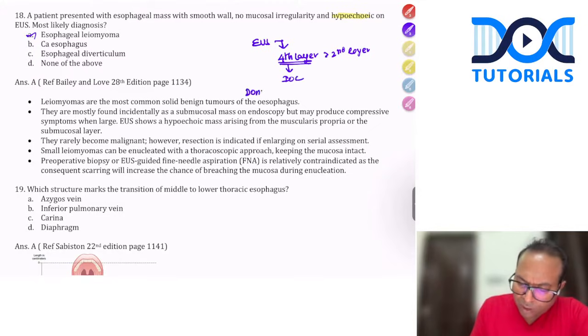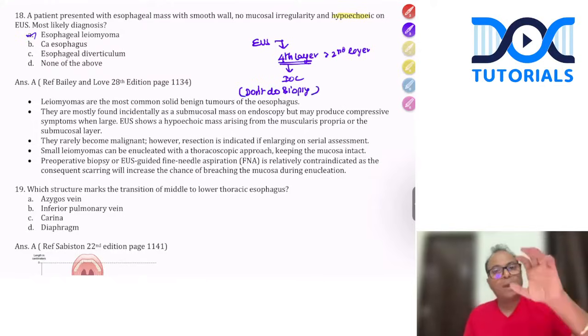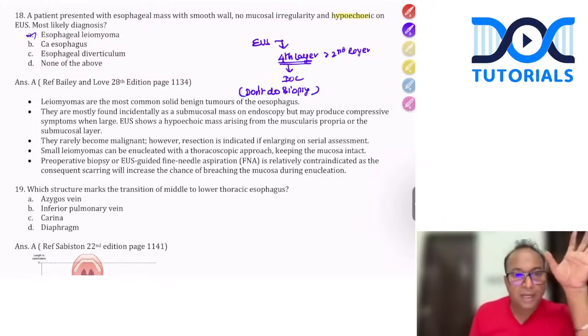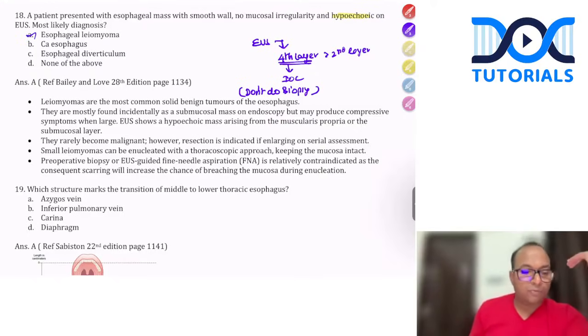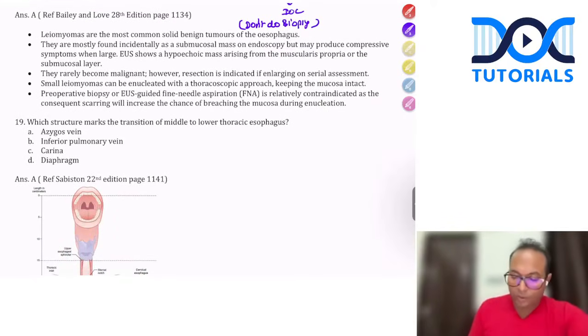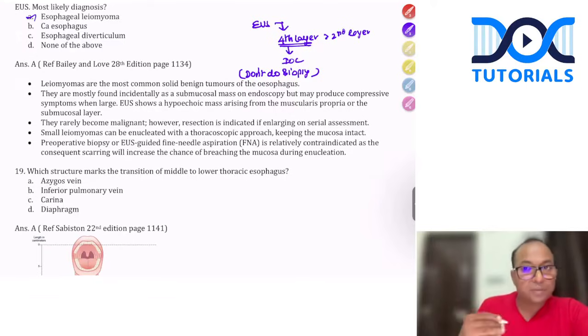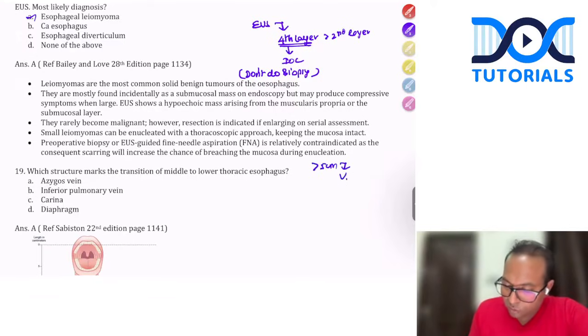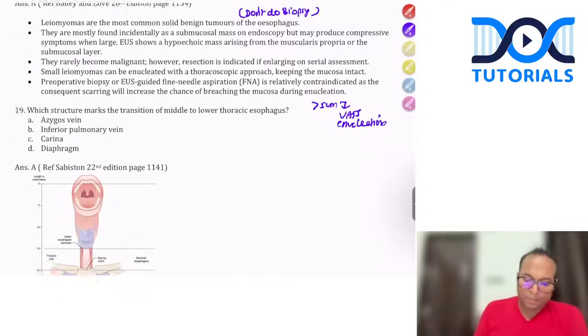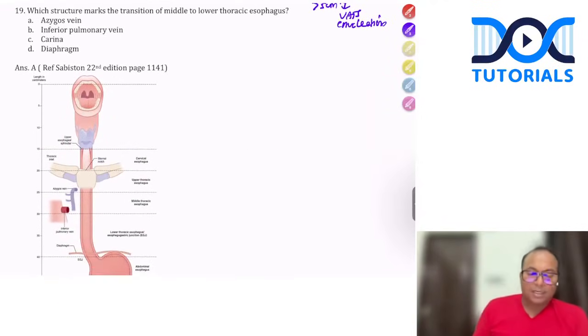Don't do a biopsy, because when you do a biopsy, you cannot do enucleation, and enucleation is the treatment of choice. Don't do a biopsy, just confirm it with endoscopic ultrasound and plan for enucleation. Smaller lesions can easily be done by endoscopy itself. For lesions more than 5 centimeters, you should go for enucleation. These are all repeat NEET PG level questions. Don't forget the 18th question.